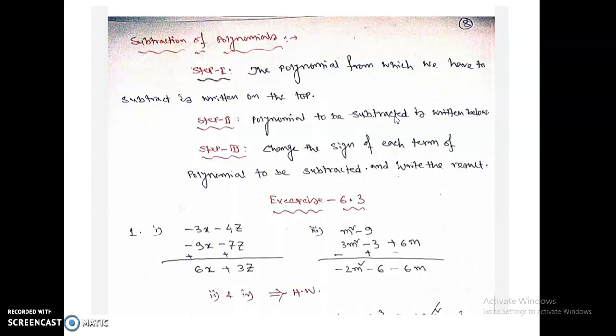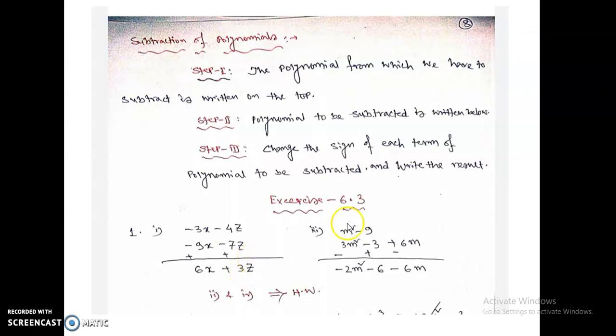After doing this, we will have to subtract it successfully, and we will have to get the result. Here you can see I have subtracted the polynomial minus 9x minus 7z from minus 3x minus 4z. So that's why minus 3x minus 4z is written on the top, and minus 9x minus 7z has been written in the downside. Since it is the polynomial that is written in the downside, I have changed the sign of each and every term. So minus becomes plus, here minus becomes plus. So plus 9x minus 3, so it will be plus 6x, plus 7z minus 4z, it has been plus 3z.